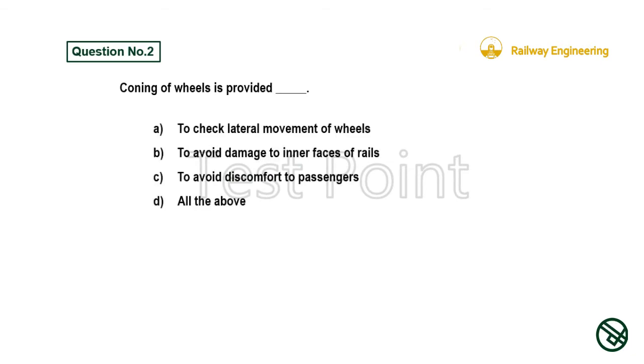Question number 2. Coning of wheels is provided. Option A, to check lateral movement of wheels. Option B, to avoid damage to inner faces of rails. Option C, to avoid discomfort to passengers. Option D, all the above. Answer is option D, all the above.